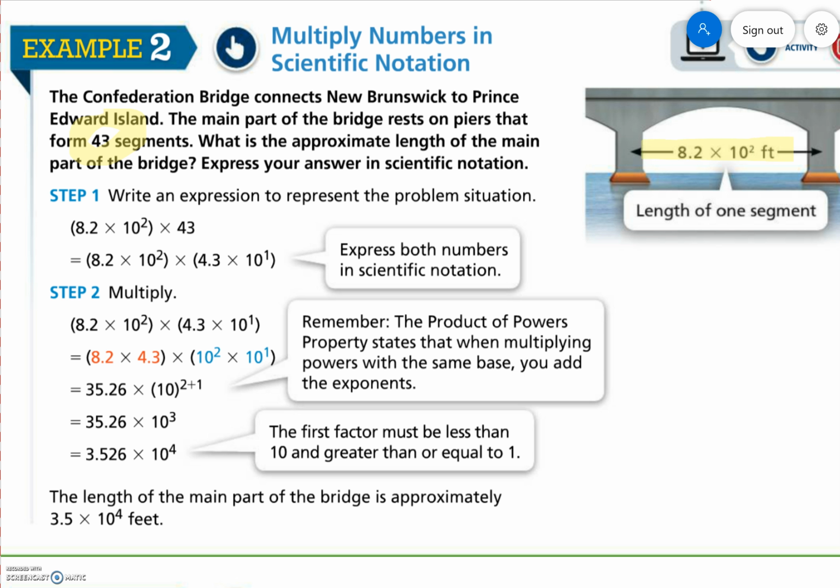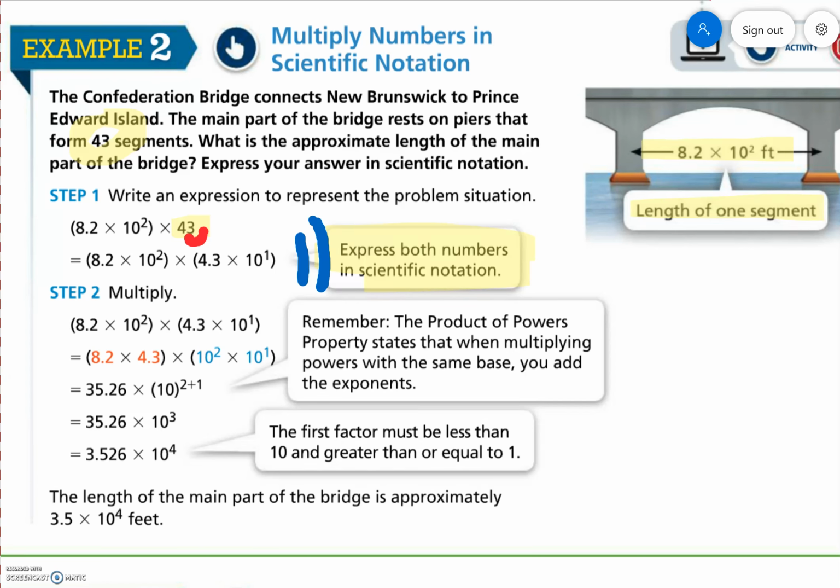So we need to take the length of one segment and multiply it by the number of segments. So we're going to express both numbers in scientific notation as step 1. So we've got 8.2 times 10 to the 2nd. And now 43 is not in scientific notation. The decimal point is here. We move it once. So that's 4.3 times 10 to the first.